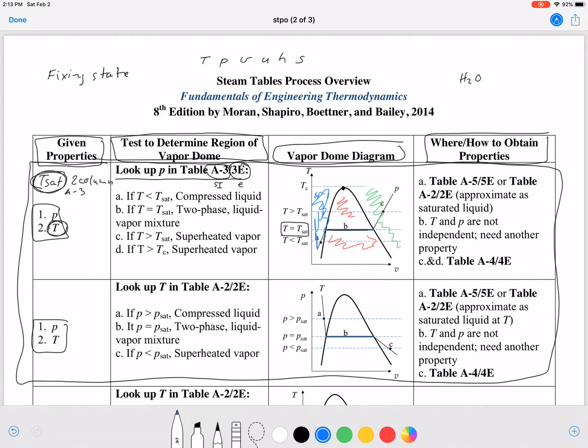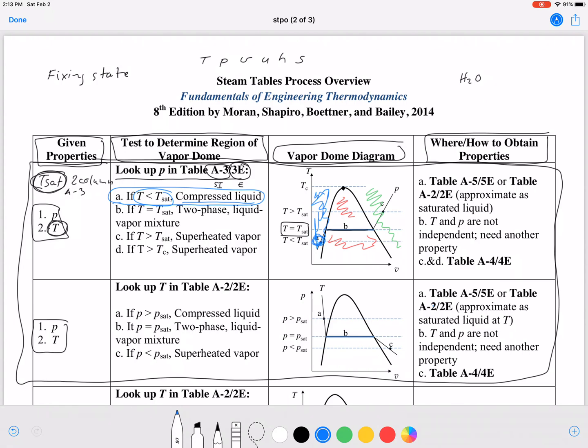So again, first of all, if the temperature that I'm given is less than my saturated temperature, then I have a compressed liquid, and I know I'm right here where it says A on this diagram.